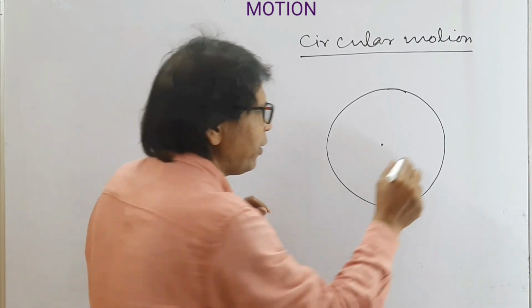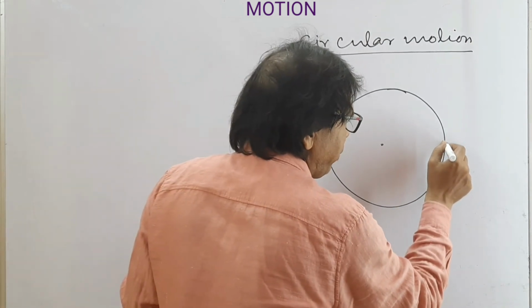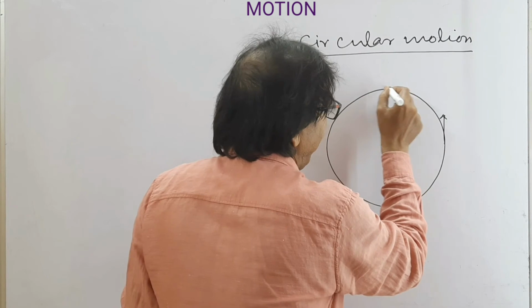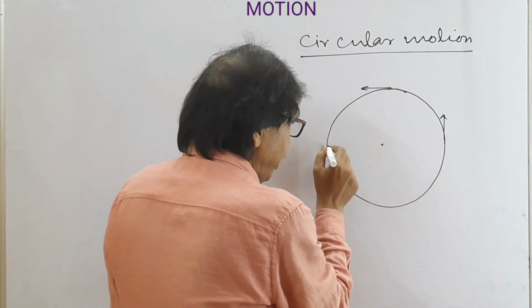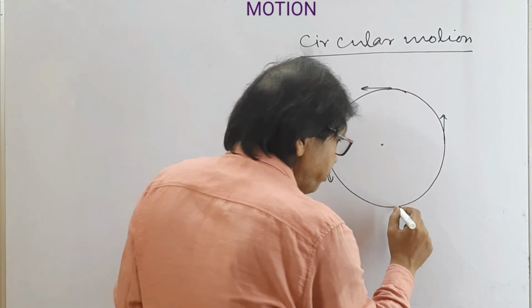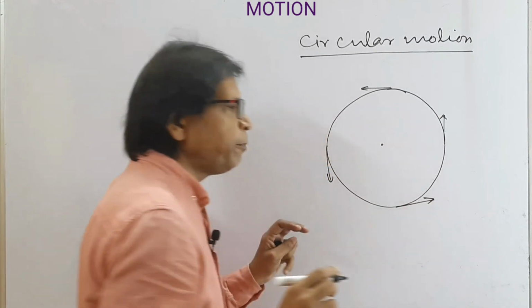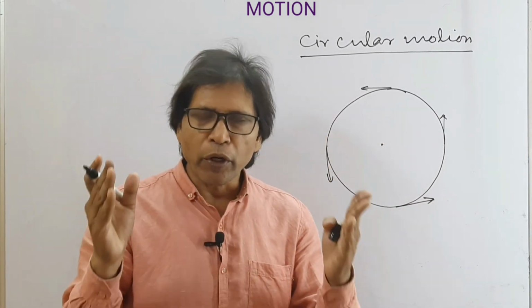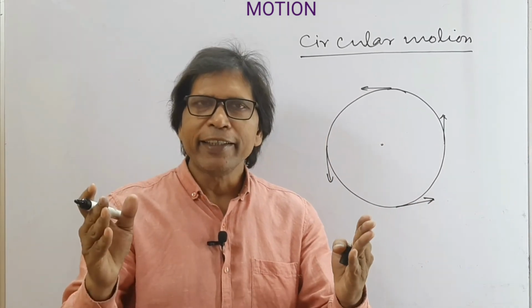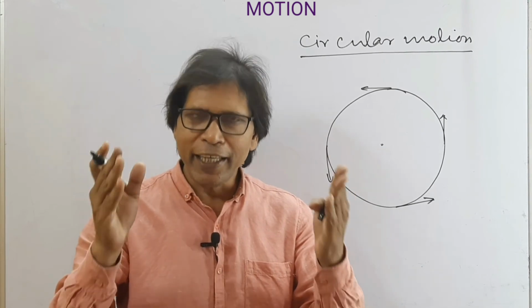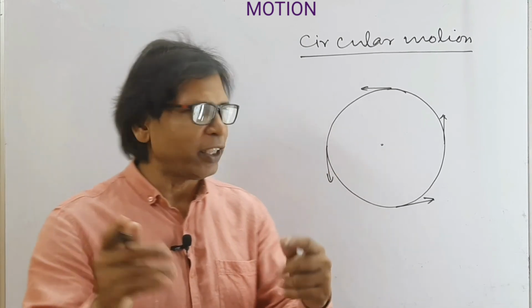Now look at this. In circular motion, velocity changes at every point. Here the direction of velocity changes at every point. If the speed of rotation is constant, then this is known as uniform circular motion.